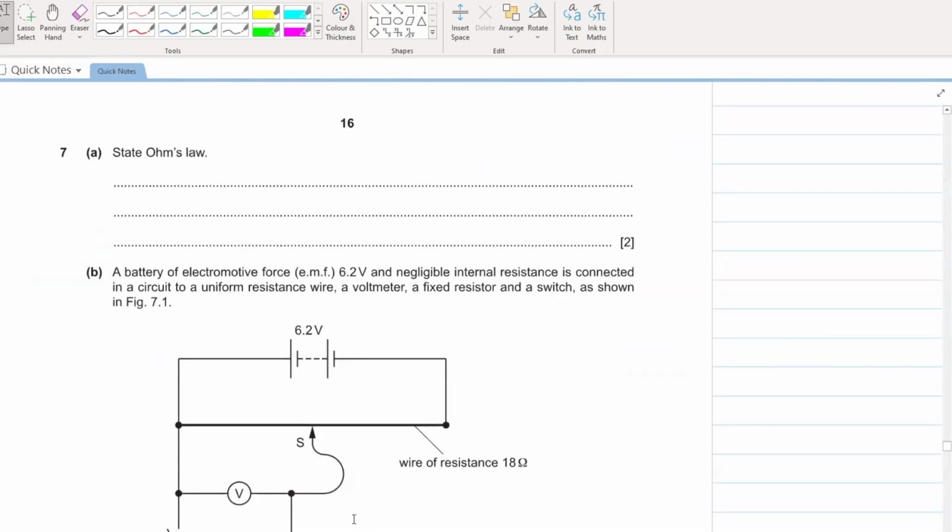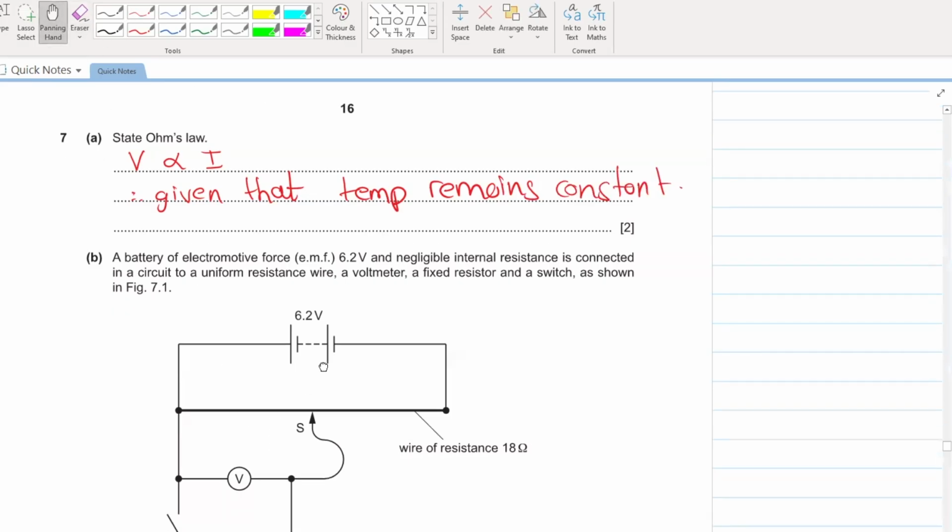Let's further move ahead. State Ohm's law. What does Ohm's law state? Voltage is directly proportional to current, given that temperature remains constant. Perfect. Let's further move ahead, भाई आगे बढ़ते हैं.